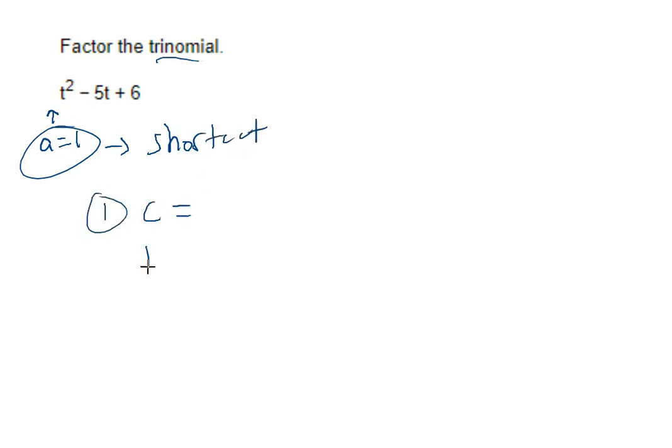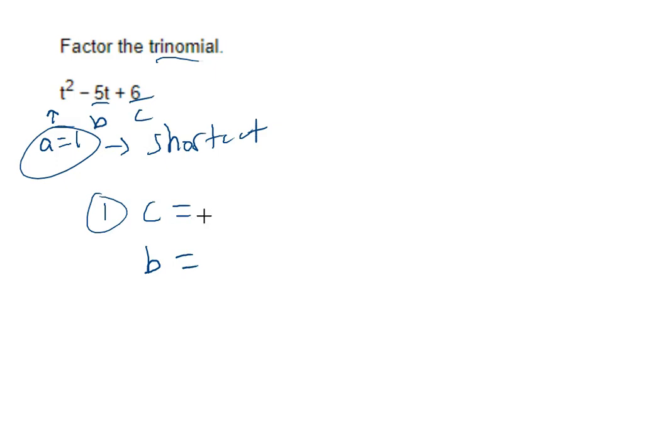Right, let's take a look at the next one. Factor this trinomial. So whenever a is equal to 1, which is the case here, right? There's a 1 in front of the t squared. That's our value for a. We can use what I call the shortcut method for factoring, which is to find two numbers that multiply to c and add to b. C in this case is equal to 6.